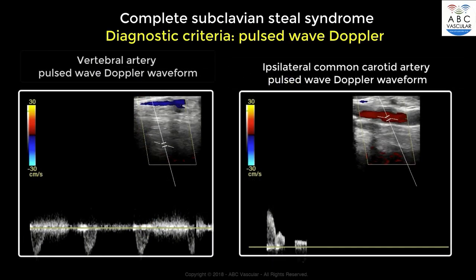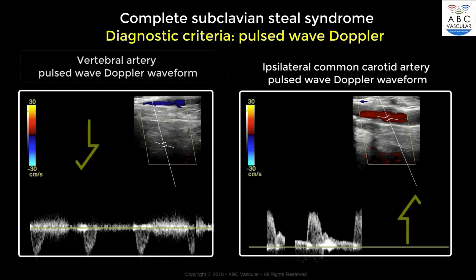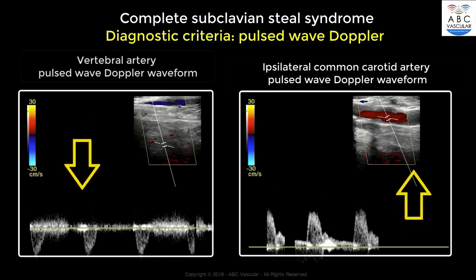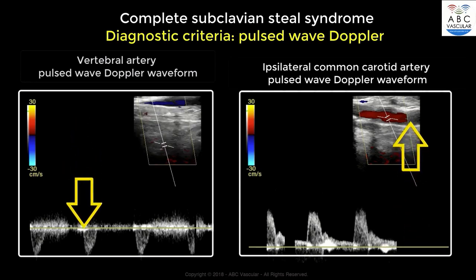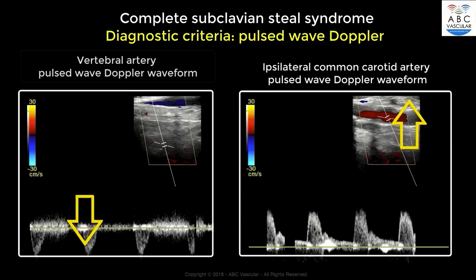When we compare the vertebral artery Doppler waveform with that obtained from the ipsilateral common carotid artery, we can see that the directions of the waveforms are opposite to each other. The vertebral artery waveform is below the baseline, while that of the common carotid artery is above the baseline.